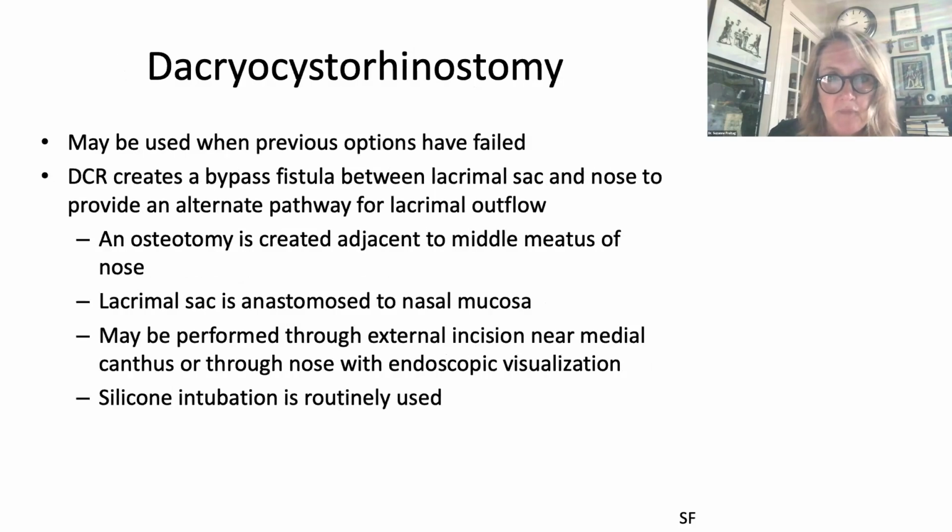Next. So dacryocystorhinostomy can be used when all the previous options have failed, or as Dr. Bothra mentioned, when you have an anomalous passage like into the inferior turbinate itself. So the DCR creates a bypass fistula between the lacrimal sac and the nose to provide an alternate pathway for tear outflow. An osteotomy is created adjacent to the middle meatus of the nose, and then the lacrimal sac is anastomosed with the nasal mucosa. This can be performed through an external incision near the medial canthus or through the nose with endoscopic visualization, and a silicone tube is routinely used in either approach. Next.